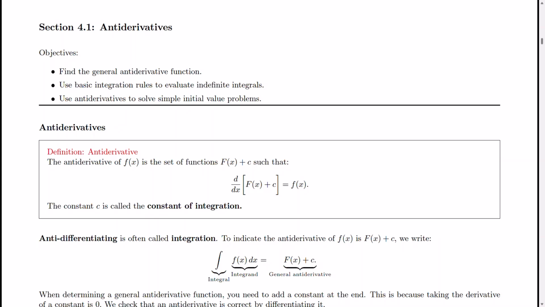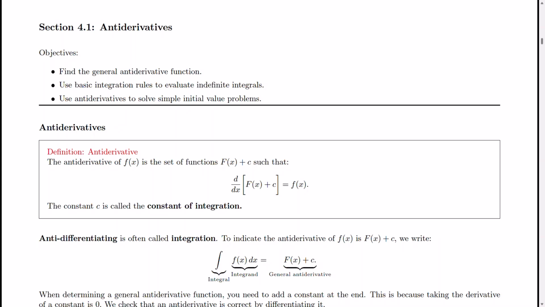Section 4.1, Antiderivatives. We have three objectives in this section. The first one is to find the general antiderivative function. The second is to use basic integration rules to evaluate indefinite integrals. And finally, the third one is to use antiderivatives to solve simple initial value problems. So we begin with the definition of antiderivative.